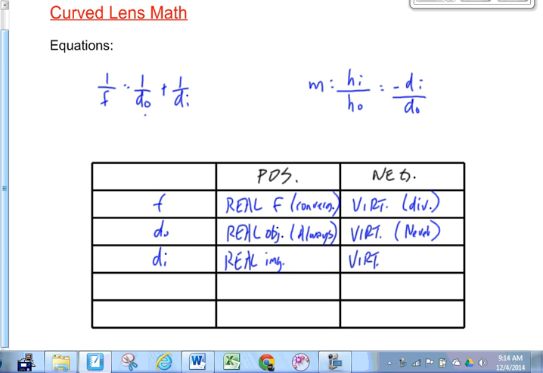A real image can be formed whenever, right? You've got to draw the ray diagram, or at least visualize the ray diagram, to determine when DI is positive and when it's negative.